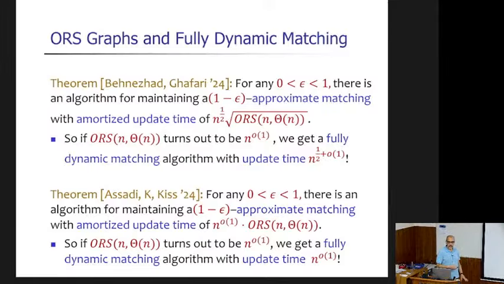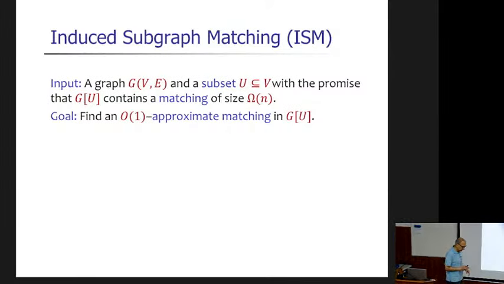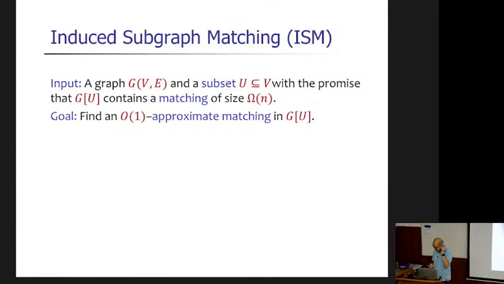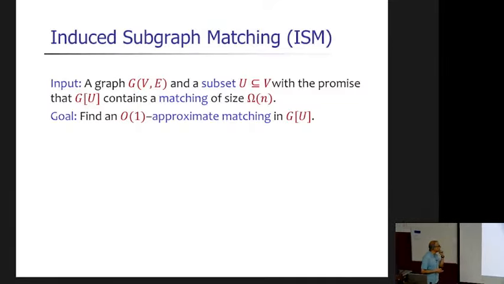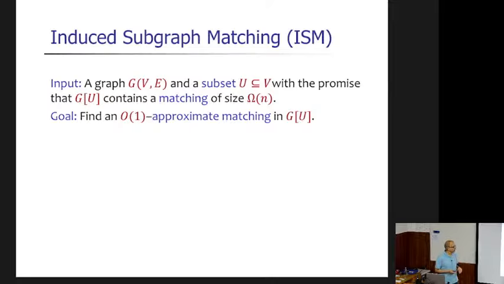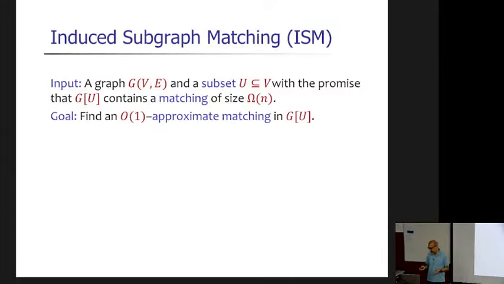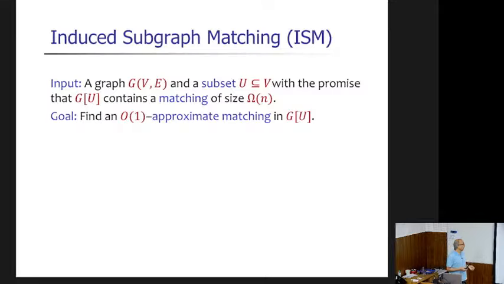So now we'll just focus on the BG24 algorithm and then how to push things further from there. So the key problem that we are going to work with for understanding these ideas is what I'll refer to as the induced subgraph matching problem, or ISM. So what is this problem? I give you a graph G and I give you a subset U of vertices in this graph. And I promise to you the induced subgraph on U contains an omega n size matching. Your goal is to find a constant factor approximation to this matching.